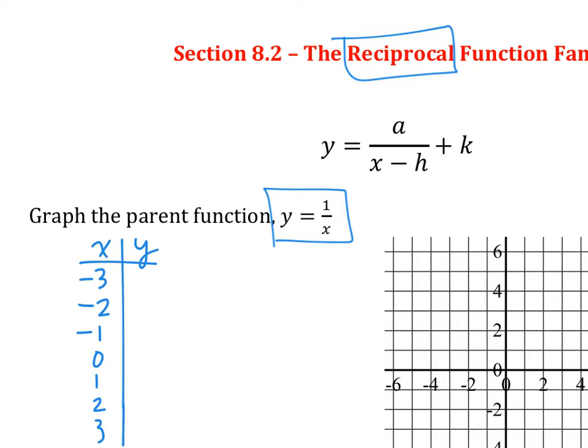So if I put in -3 in 1 over x, what do I get? -1/3. If I put -2 in there, I get -1/2, and then I put -1, -1. If I put 0, nothing. Okay, I can't divide by 0. So something is going on at 0. I put in 1, 1, and then 2, 1/2, and 3 is 1/3.